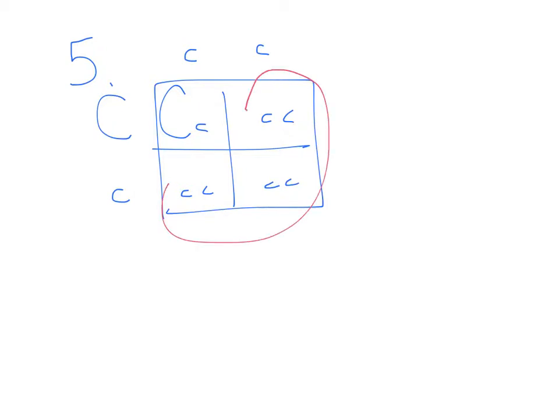Whoa, I made a mistake. Go back. This should be a capital C right here. So my red circle should only be here. Your answer should be 50%. Sorry about that. All right, number 6.